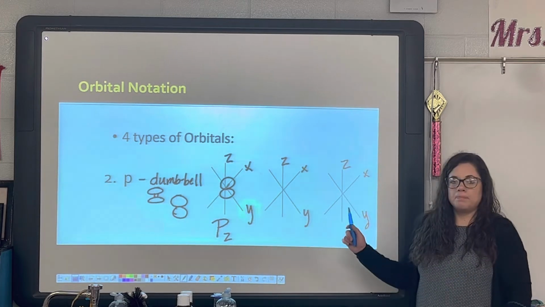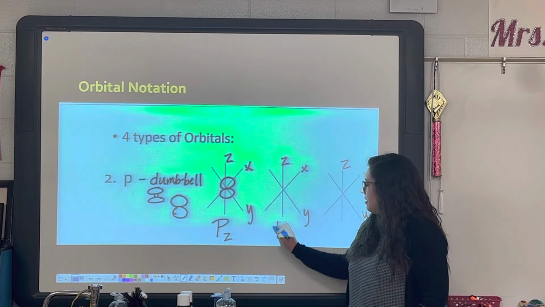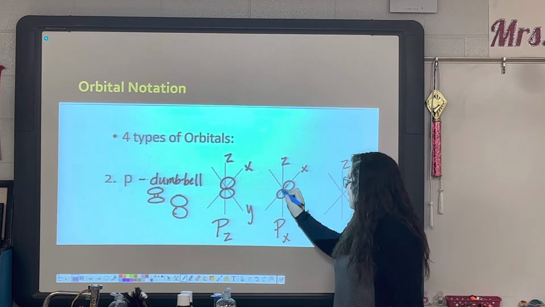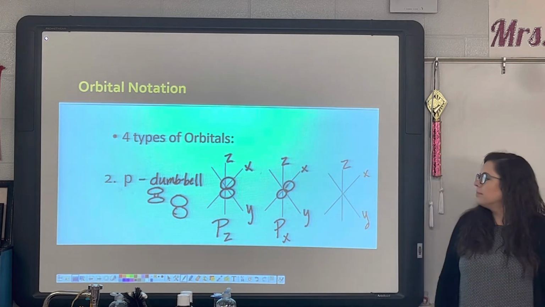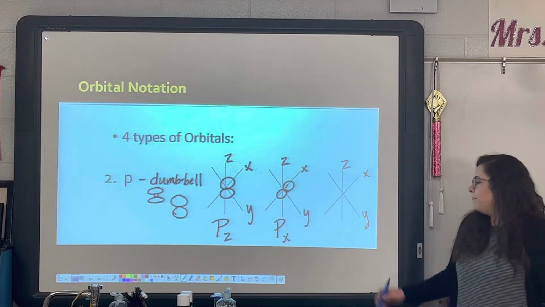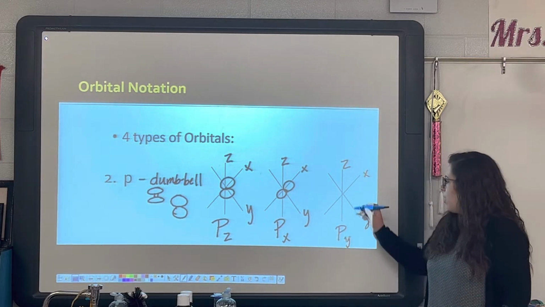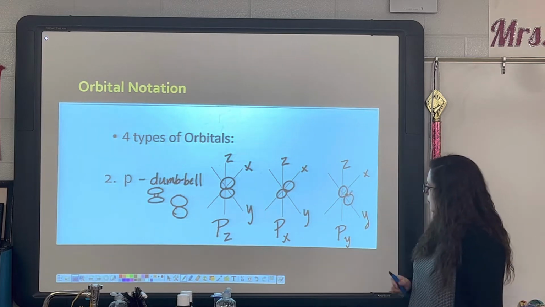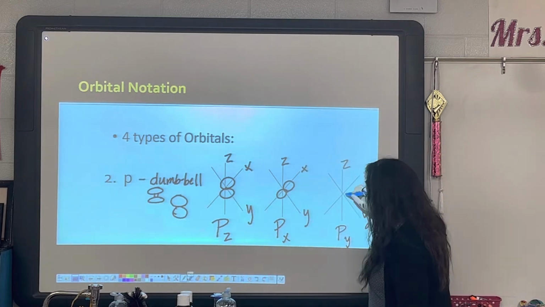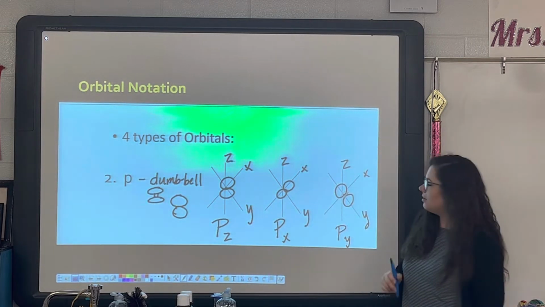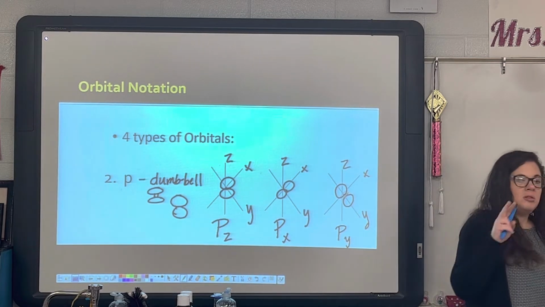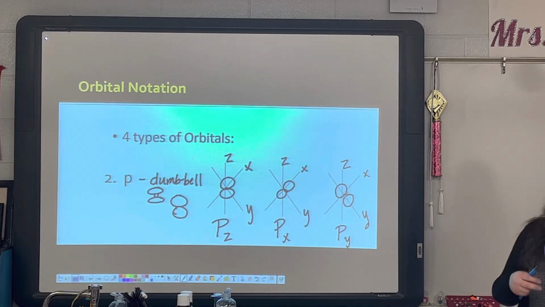Is the next one a px? Yeah, so let's do px next. That would be our dumbbell shape, but this time it's on our x-axis. And what do you think the last one's going to be? py, and it's going to go along our y-axis, which my pen is off here. Let me try that again. There, a little better, along the y-axis. So three types of p orbitals. We have the px, py, and pz orbital, which would be two spheres connected.